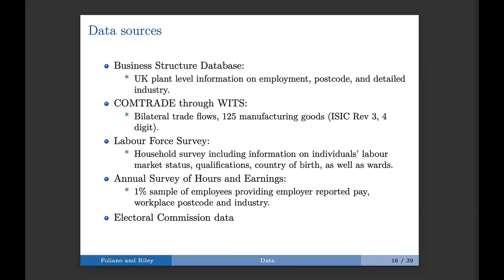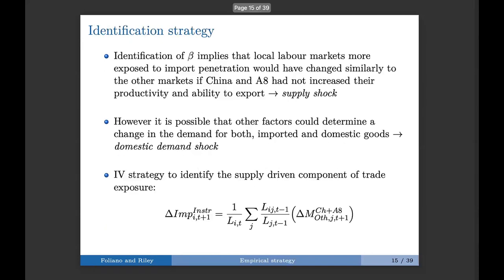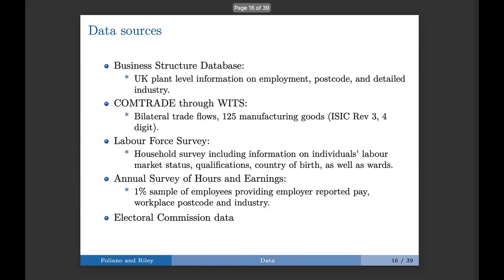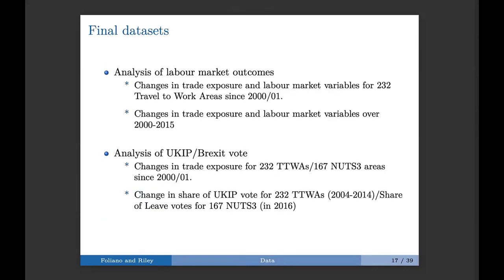We use several data sets for this analysis, but mostly we use the labor force survey and ASH data. The labor force survey was used to create all of the local labor market outcomes and the measures, so all of the shares that are part of this measure of import exposure that I discussed so far. Okay, so the final data set has 232 observations, one for each travel to work area, and measures changes in trade exposure and labor market variables between 2000 and 2015.